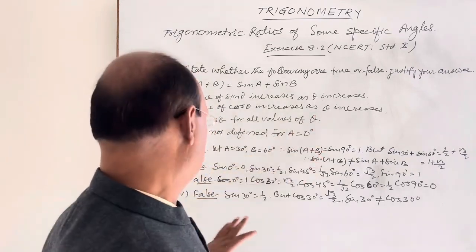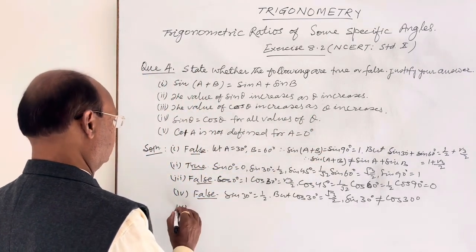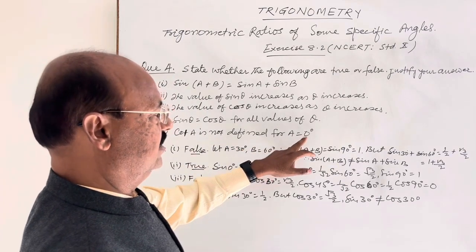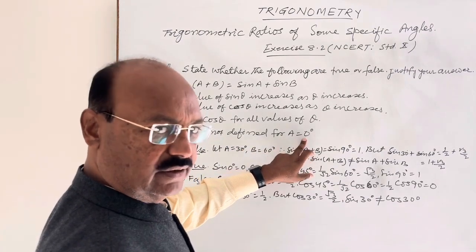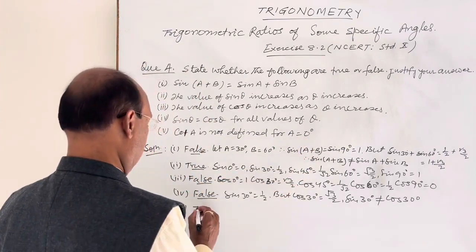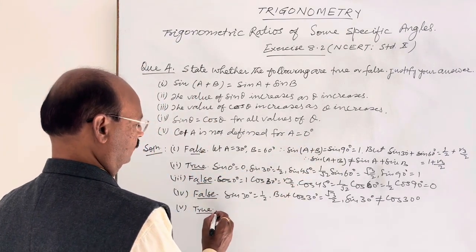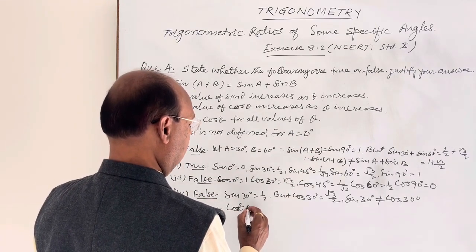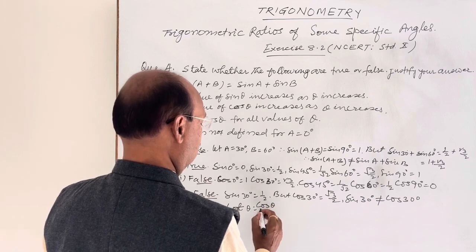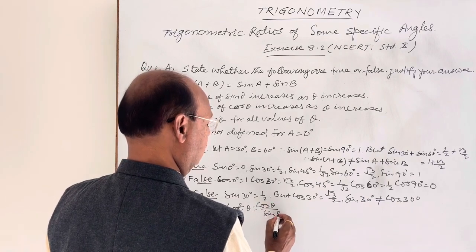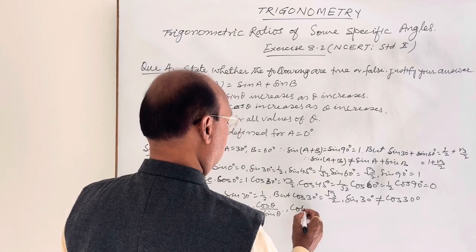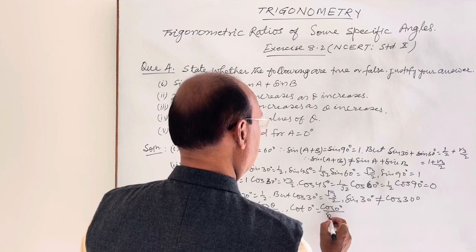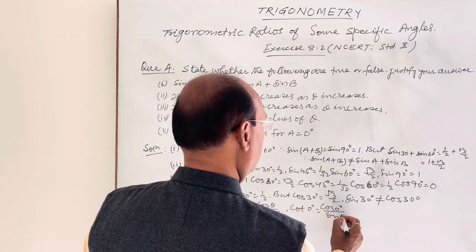This is false. And fifth, last: cot A is not defined for A equal to 0. Correct? So this is true. Justify our answer. Because cot of theta can be written as cos of theta by sine of theta. So if you write cot of 0 degree, it means cos of 0 degree by sine of 0 degree.